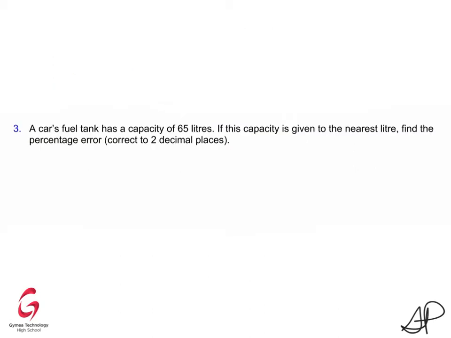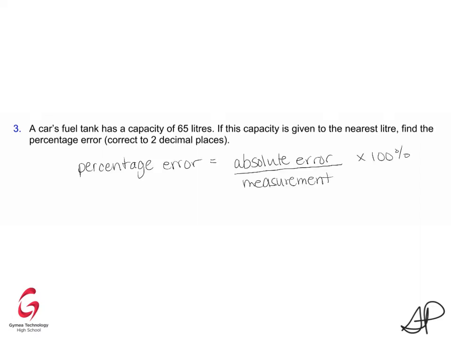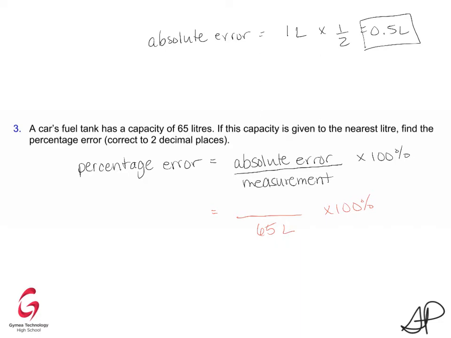For question number 3, we're trying to find the percentage error, and we're given the capacity, so that's our measurement, is 65 liters. So this is our percentage error formula that we're going to be filling in. So we know what our measurement is, but we still have to determine what our absolute error is. And remember, the absolute error is the precision multiplied by 1/2, and we're told that this capacity is given to the nearest liter, so that means that our precision is 1 liter, and we're multiplying by 1/2. So there is our absolute error, it's 0.5 liters.